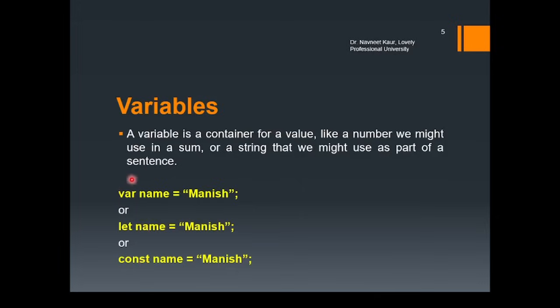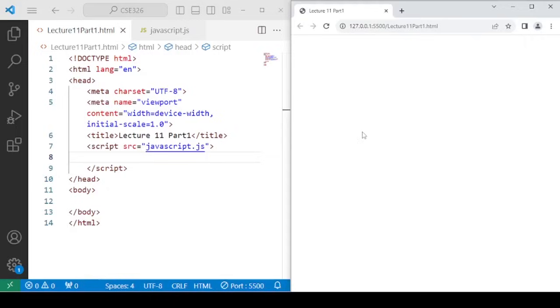Now let's try out all these. Well, there are some differences among var, let and const, but they are quite in detail as compared to the scope of this syllabus. So right now we just need to understand what exactly is a variable and how we can declare them in JavaScript. Let's declare the variable now.